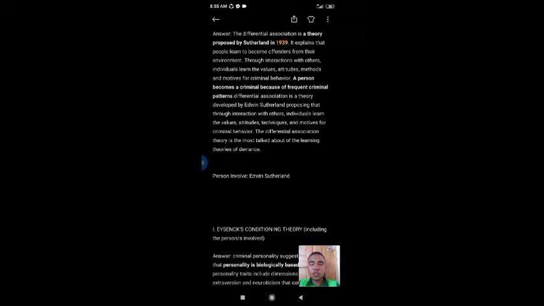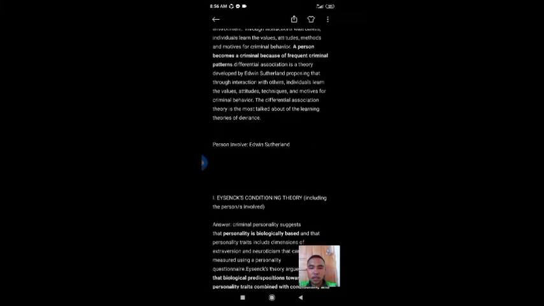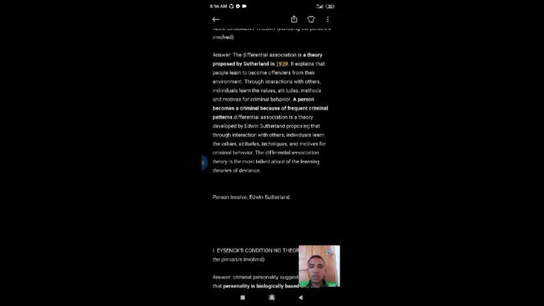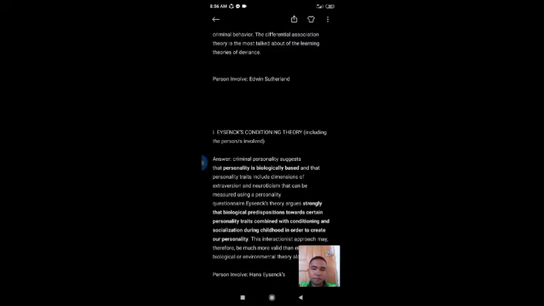Differential association is a theory developed by Edwin Sutherland, proposing that through interaction with others, individuals learn the values, attitudes, techniques, and motives for criminal behavior. The differential association theory is the most talked about of the learning theories of deviance. So the person involved is Edwin Sutherland in 1939.